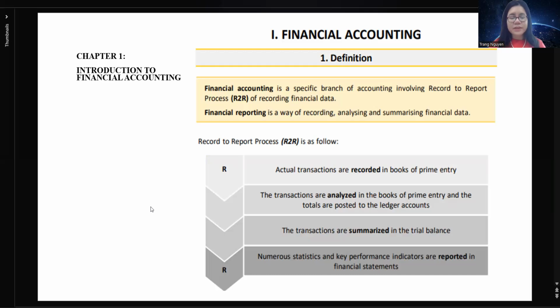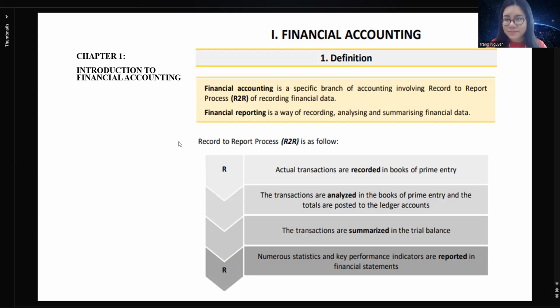About definitions. So now, we should understand what is financial accounting. Financial accounting is a specific branch of accounting involving the record-to-report process. It is called R2R, of recording financial data. And financial reporting is a way of recording, analyzing, and summarizing financial data. So we should pay attention to the screen, and I will analyze for you.